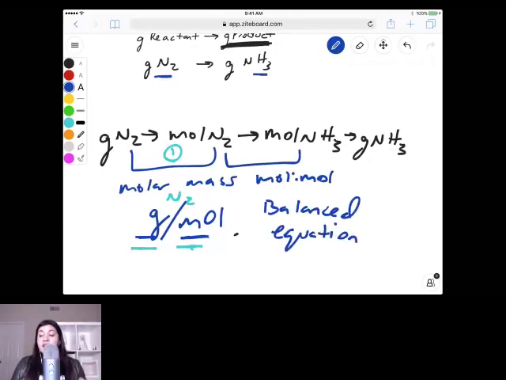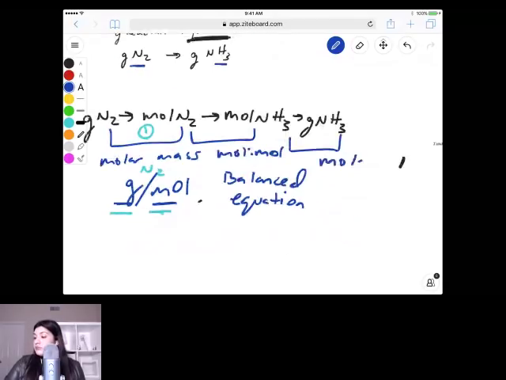Okay, so we find that in our balanced equation. And then now, finally, this would have been moles to grams. Going moles to grams, that would have been, once again, molar mass. Molar mass of NH3.